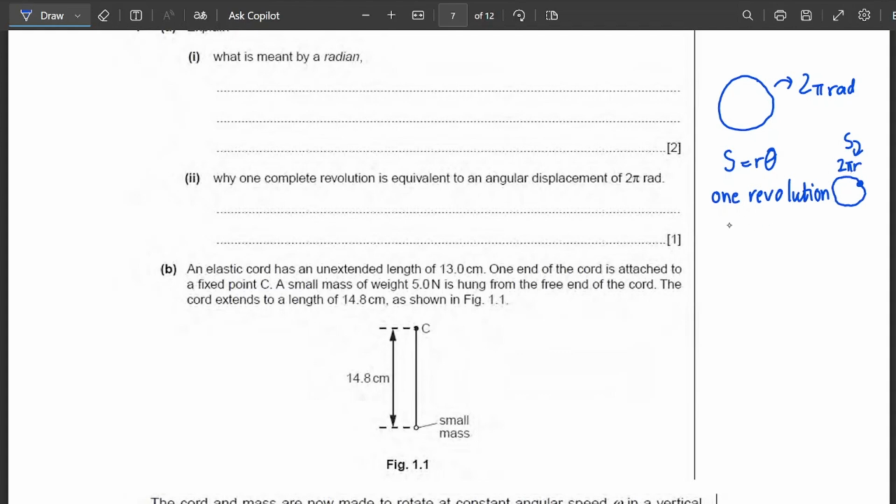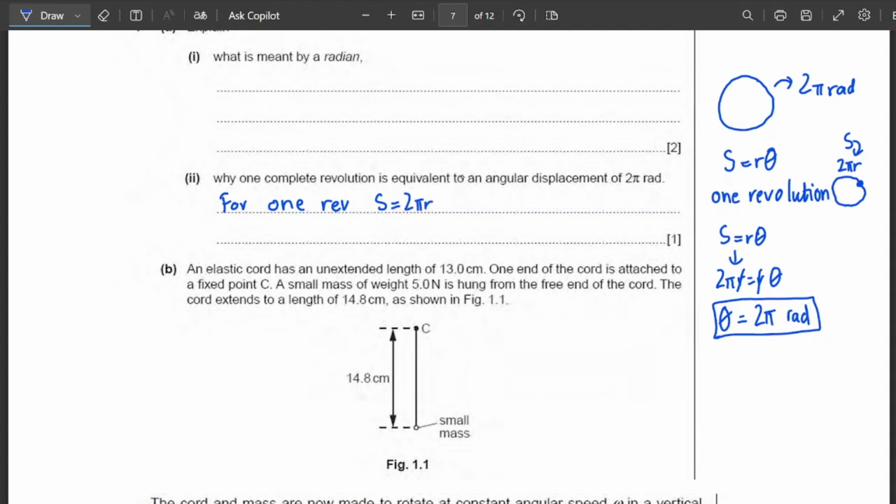And so you can basically substitute that. You can substitute the S in S equals r theta, and then you'd get 2 pi r equals r theta. Again, we're doing this for one revolution, okay? So you just cancel the r's, and you realize that the theta you get, or the angular displacement, is just equal to 2 pi. And we call this radians. This is just 2 pi radians. So you can write over here that for one rev, S is equal to 2 pi r. Therefore, S equals r theta becomes 2 pi r equals r theta. And you can say on simplifying, theta becomes equal to 2 pi. And then you can say hence shown.